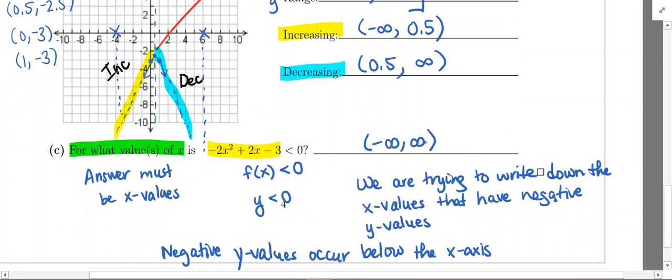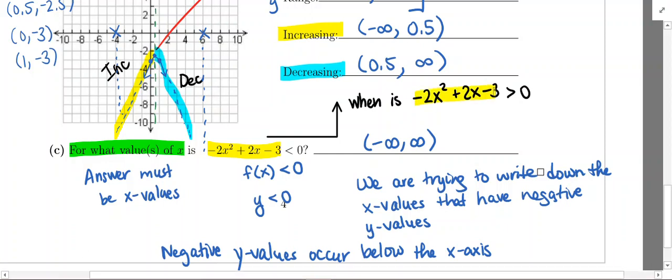That's the answer. If I had instead asked you, and I'm going to change it up, so I'm going to put it in a different color here. If I had turned the tables on you and asked you instead, when is negative 2x squared plus 2x minus 3 greater than 0? I would still involve the same function here, but now I'm figuring out when is f of x bigger than 0, so when is y bigger than 0.